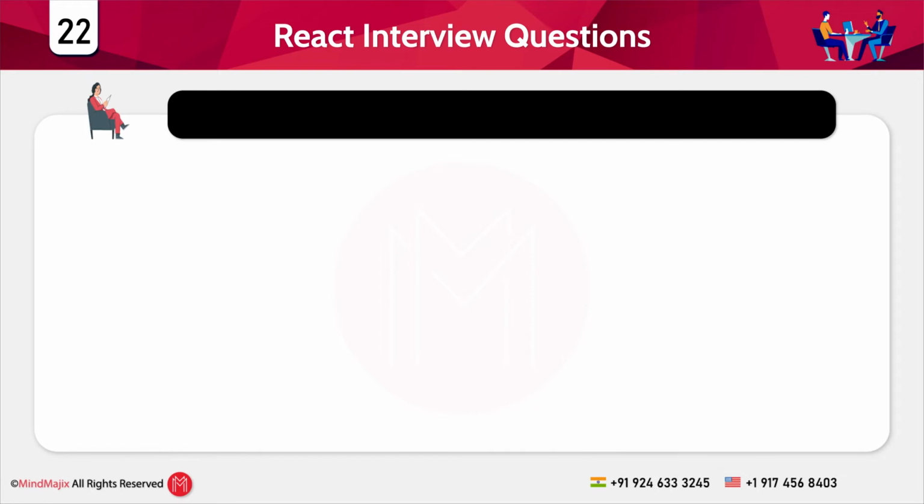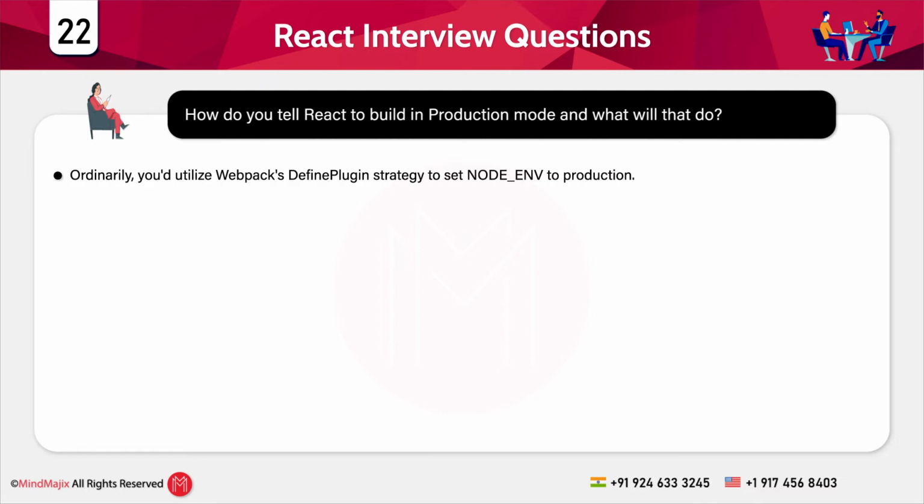So guys, the next question is, how do you tell React to build in production mode and what will that do? Ordinarily, you'd utilize Webpack's DefinePlugin to set NODE_ENV to production. This will strip out things like prop-type validation and additional warnings. Over that, it's also a smart idea to minify your code, because React uses Uglify to remove dead code and strip out the development-only code and comments, which will drastically diminish the size of your bundle.